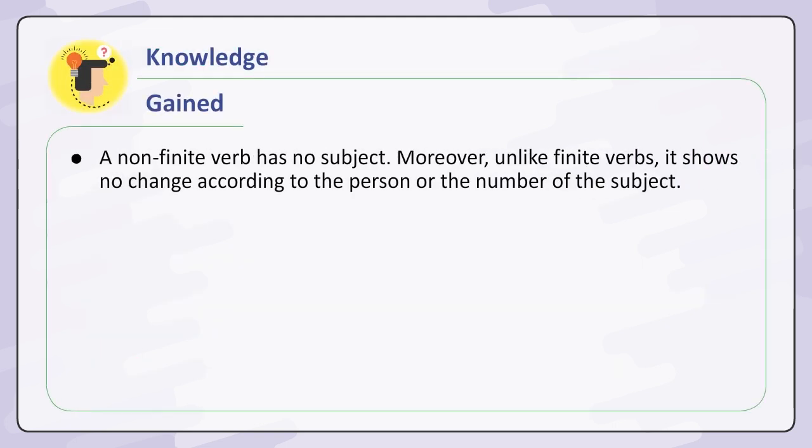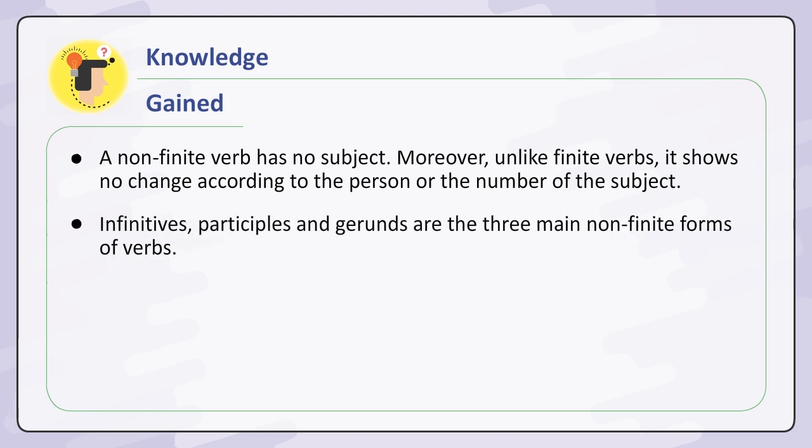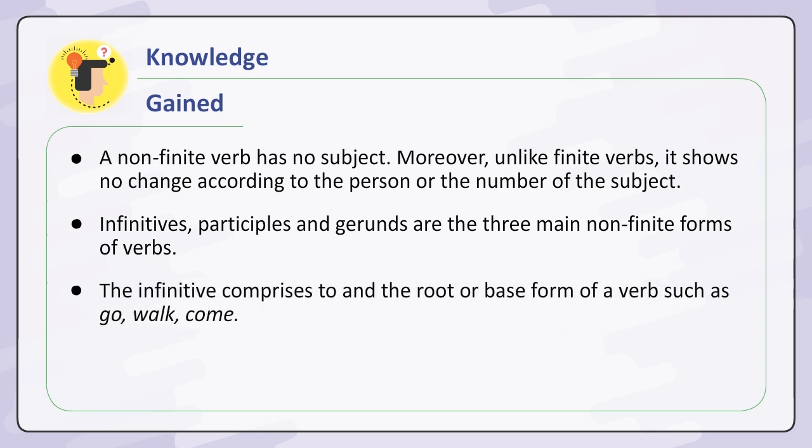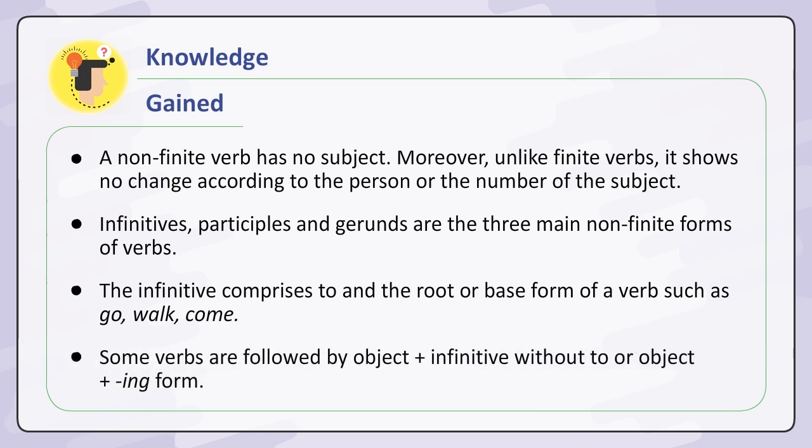Knowledge gained. A non-finite verb has no subject. Moreover, unlike finite verbs, it shows no change according to the person or the number of the subject. Infinitives, participles, and gerunds are the three main non-finite forms of verbs. The infinitive comprises to and the root or base form of a verb such as go, walk, come. Some verbs are followed by object plus infinitive without to or object plus ing form.